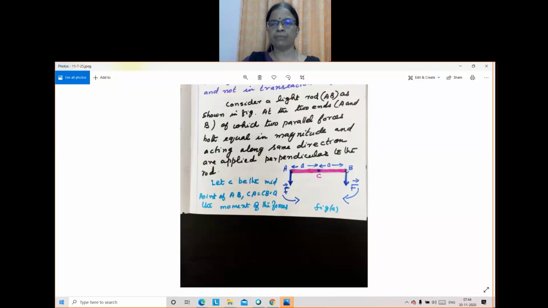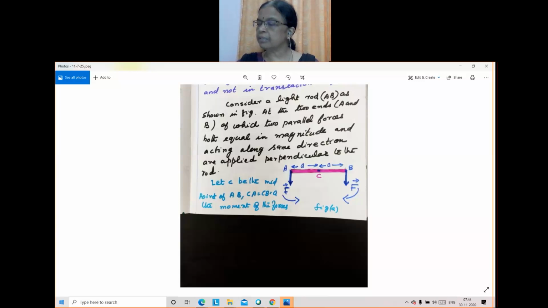You are applying equal force in the downward direction, equal force in the downward direction. Will it have translational motion or rotational motion? That is the question. Very easy question. Here a scale is there with you and you are applying forces in the downward direction at the two ends. What type of motion will be there on that scale? Will it be rotational or translational? Very easy question.